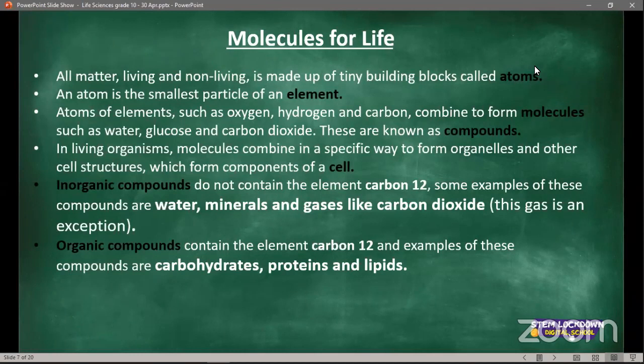So under organic compounds, these are compounds that contain carbon-12. And those are your carbohydrates, proteins, and lipids. So the difference between inorganic compounds and organic compounds is that inorganic compounds do not contain the element carbon, and organic compounds contain the element carbon. All right.